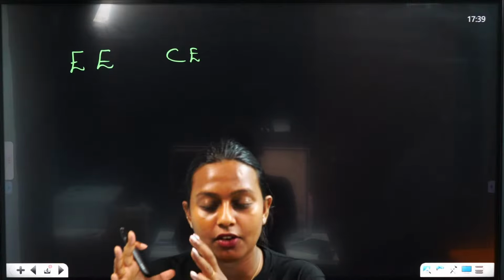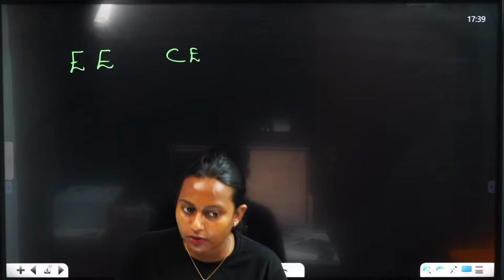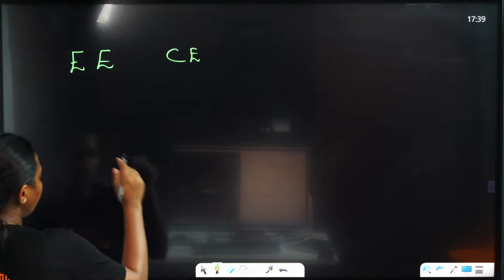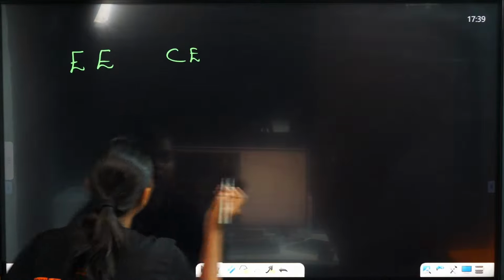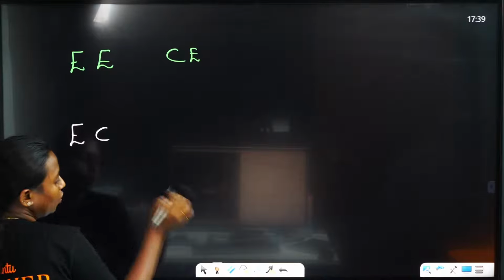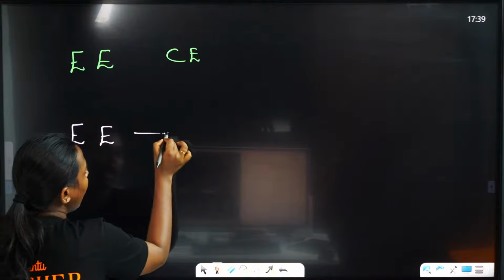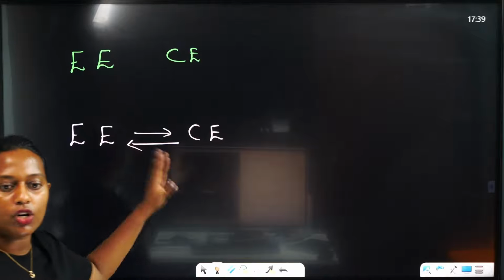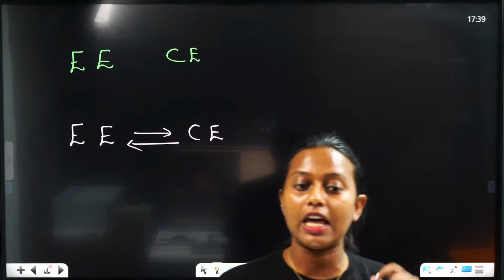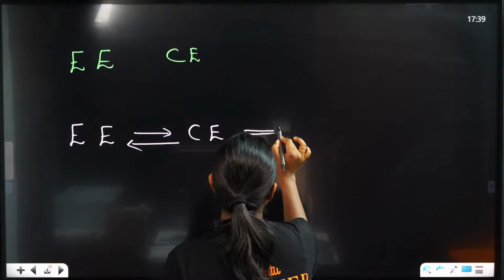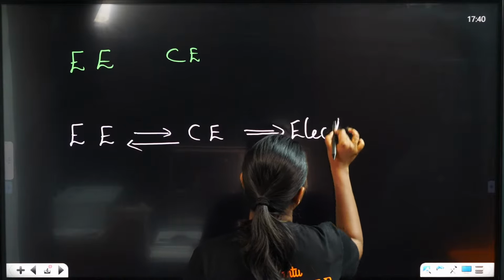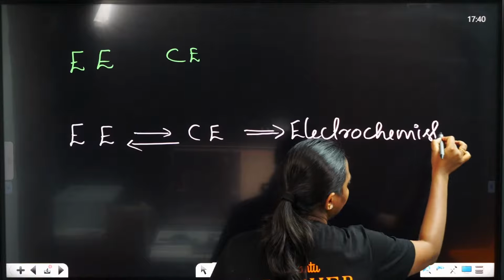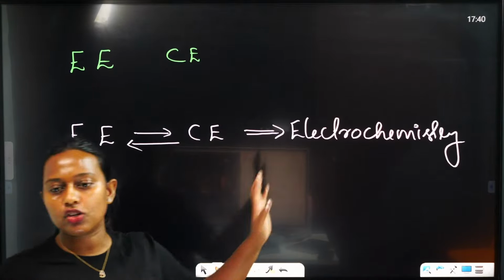It is the branch of chemistry where we are dealing with the interconversion of chemical energy and electrical energy. Interconversion means we are converting electrical energy to chemical energy and chemical energy to electrical energy. That is actually electrochemistry.